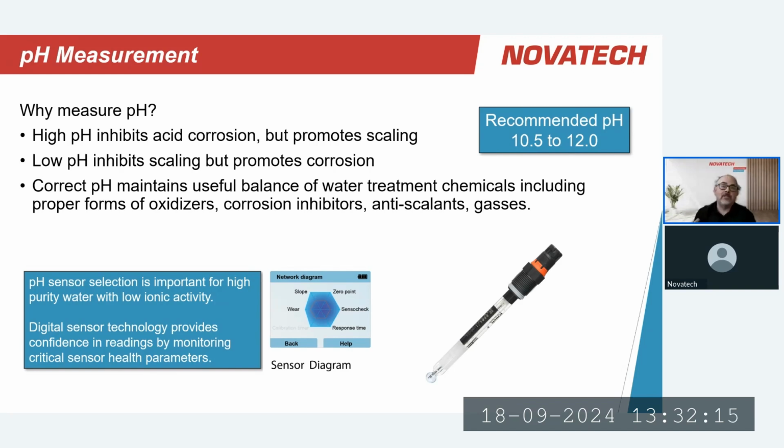Another thing which is very useful in this kind of application is digital sensing technology. And digital sensors don't do anything different in terms of the pH measurement itself. It's simply a matter of having a digital interface between the sensor and the transmitter, and that allows a tremendous amount of feedback and information that we could get in the past, but required significantly more effort to get. So it's live feedback on things like the sensor zero point, the slope, its wear, its response time, and that really gives you comfort in terms of the quality of the measurement.